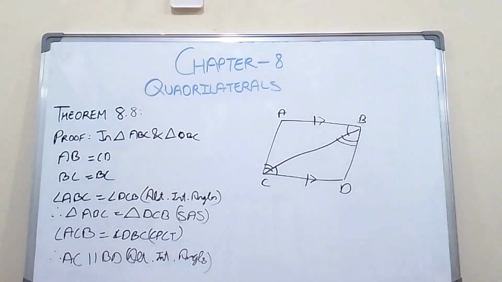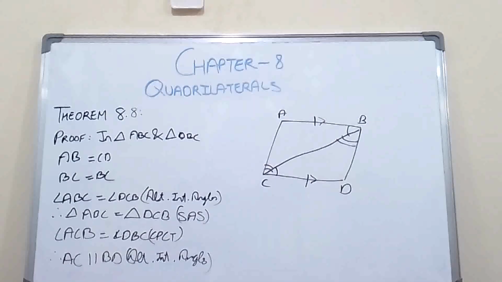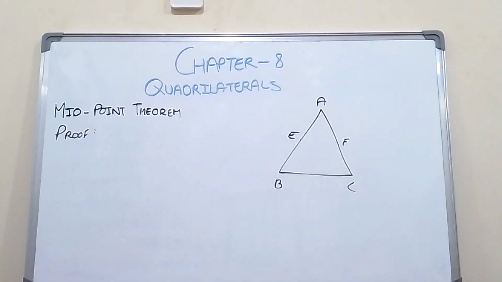Then therefore we have proved that if one pair of opposite sides are equal and parallel, then it's a parallelogram. Now moving forward, we'll be seeing two very important theorems belonging to the midpoint theorem. So let's see what the midpoint theorem says.